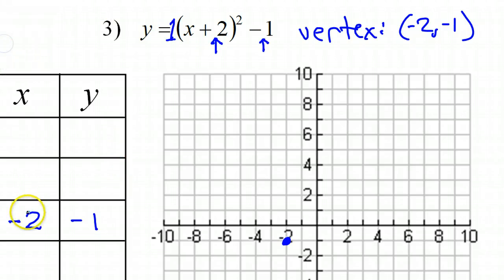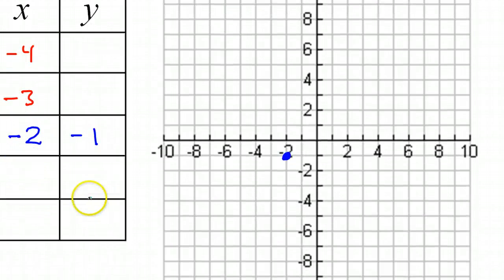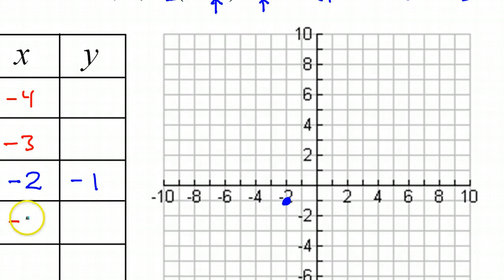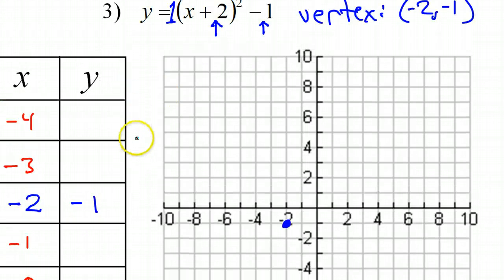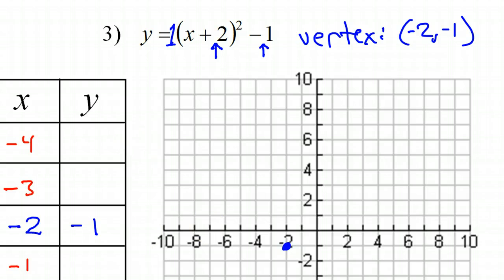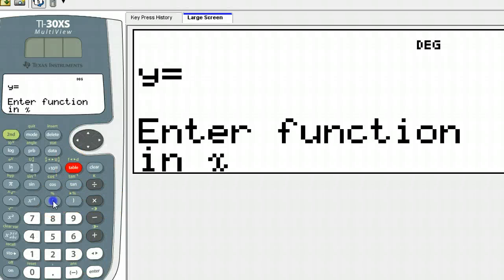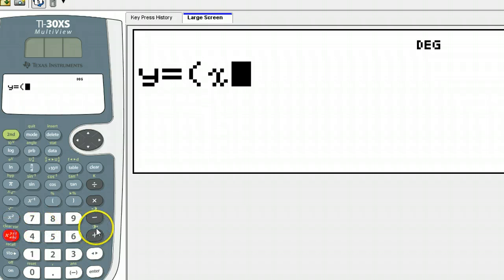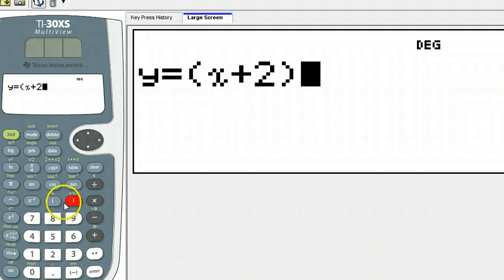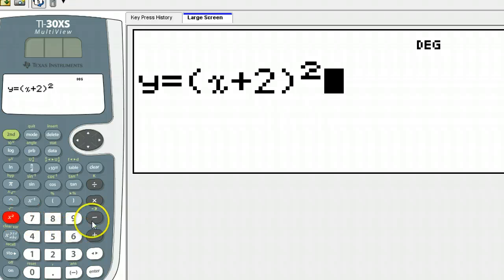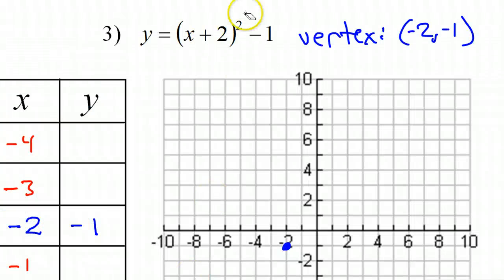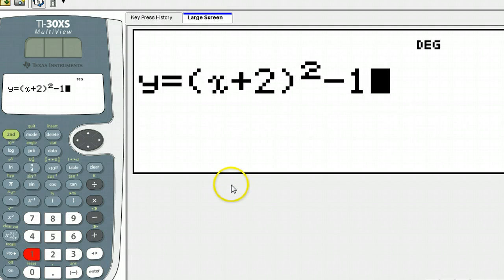As far as other x values, going less than -2, we have -3, -4. Going greater than -2, we have -1 and 0. This is the point at which we employ the TI-30 XS multiview. Let's see, x plus 2 squared minus 1. Hit your table button. Open parentheses, x plus 2 close parentheses squared minus 1. Double check, x plus 2 squared minus 1.